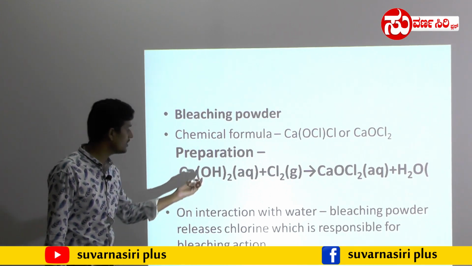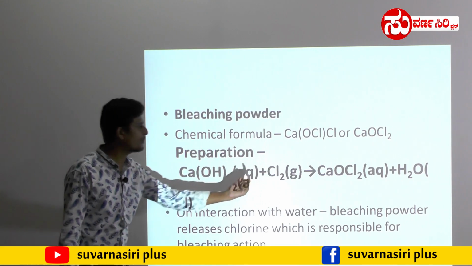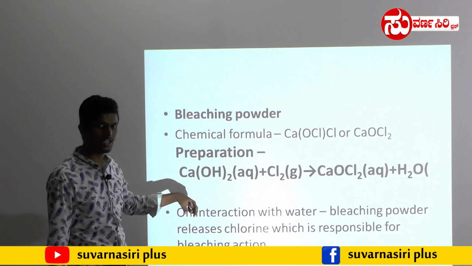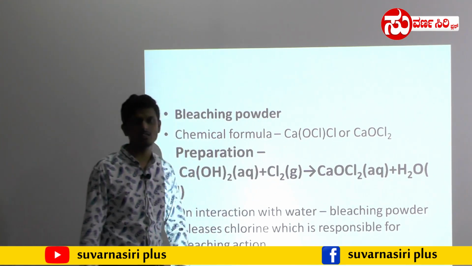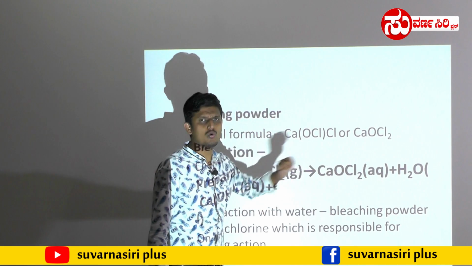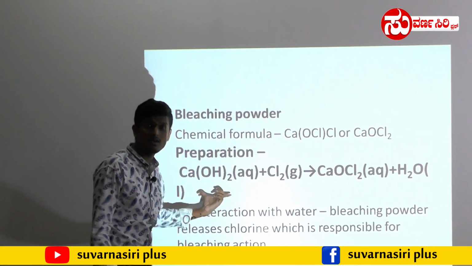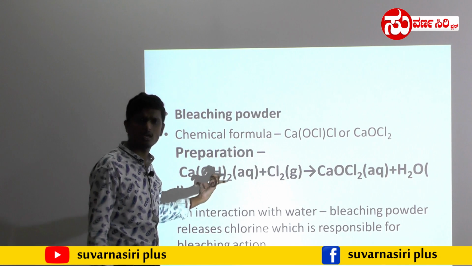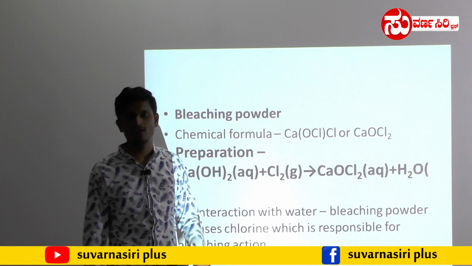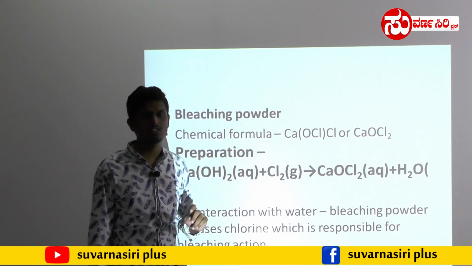How is this formed? If I pass chlorine gas into aqueous calcium hydroxide, the product formed is calcium oxychloride, and it also releases water. But our product is this one. So students, you must write the balanced chemical reaction. Calcium hydroxide, Ca(OH)2, reacts with Cl2. It forms CaOCl2, which is also aqueous in nature, plus it releases water.